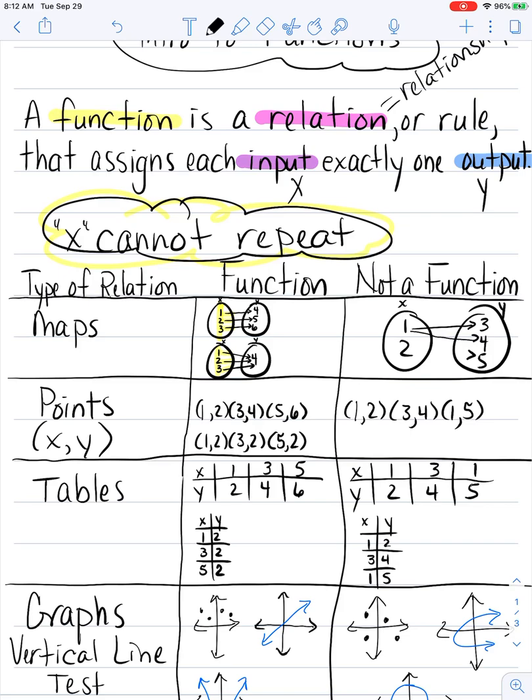which brings me to this non-example over here. So take a look at this x value right here. It has two lines coming from it. That's why it is not a function.